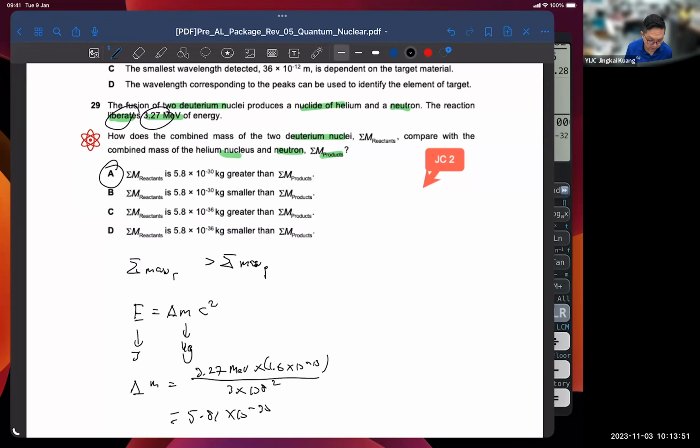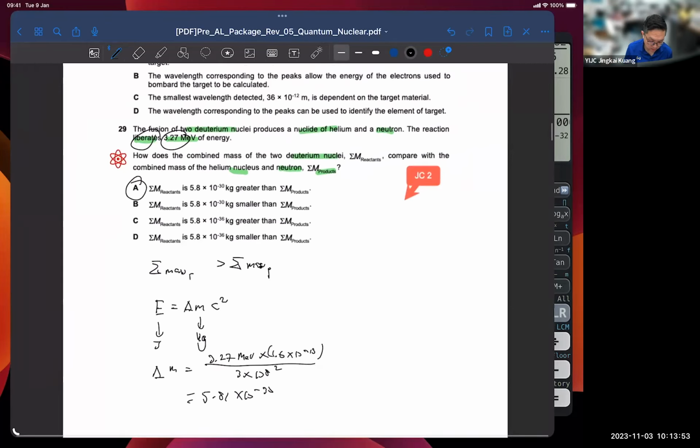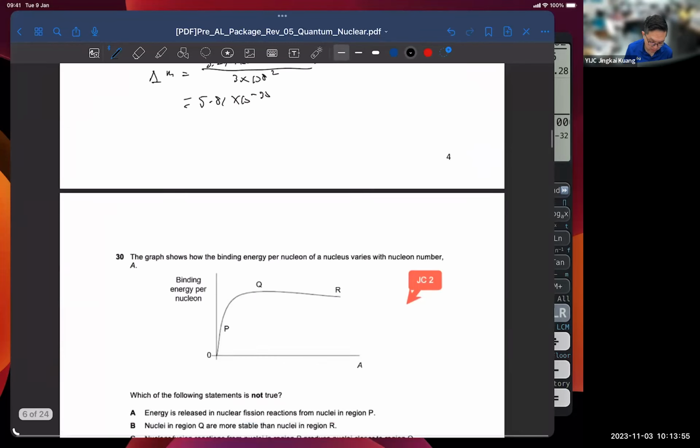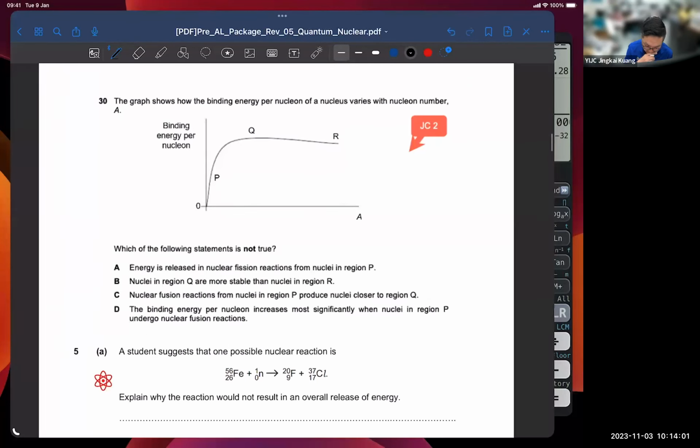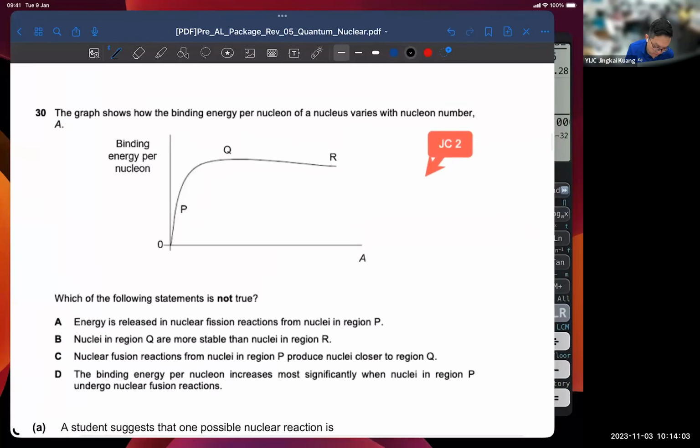Okay, so be careful about that. 29, 30, not selected, but I think we can briefly talk about it. Remember Q, this is your binding energy per nucleon. Q is the most stable point here. This point is roughly about 56, which corresponds to iron 56.